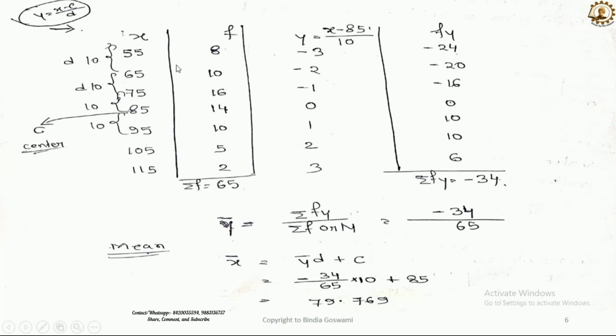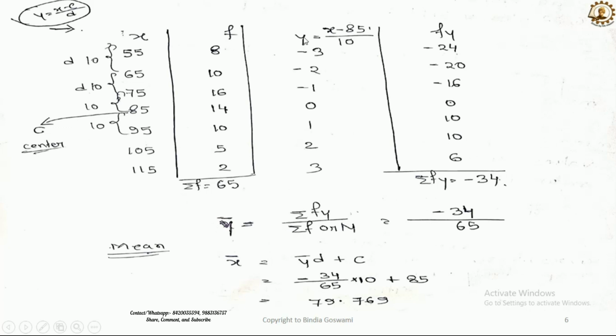Here c, the center, is the mid value of x, and d is the difference between this number and this number. That means the difference between all values of x is d. Here the difference is 10 and the center is 85. Okay, you could see that when we divide by d and subtract c to get y, then to balance this condition, we will multiply y bar by d and add c.